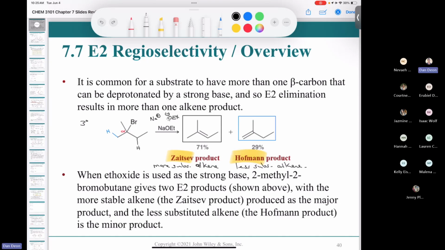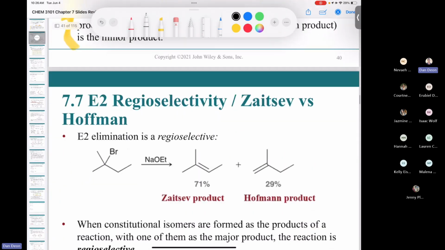So let's review. At the bottom, it says when ethoxide, which is this, is used as your base, 2-methyl-2-bromobutane gives two E2 products, with the major product being the more stable alkene. We call that the Zaitsev product, produced as the major product. The less substituted alkene, the Hofmann product, is the minor product in this specific case.